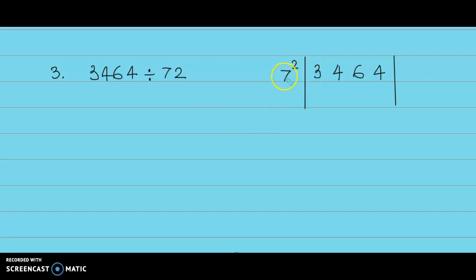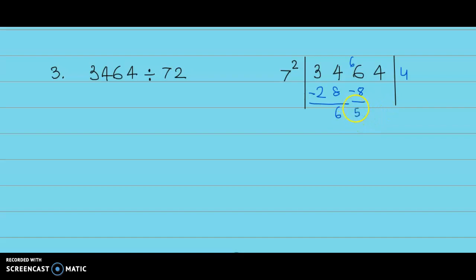Again 3 is less than 7, so we will have to consider first 2 digits. 34 and 7. 7 goes into 34 how many times? 7 5s are 35, so 7 4s are 28. So what do you get? You subtract here and you get here 6. Now this 6 will be placed over here as we did in the previous case, and 4 2s are 8 will be subtracted from 68.